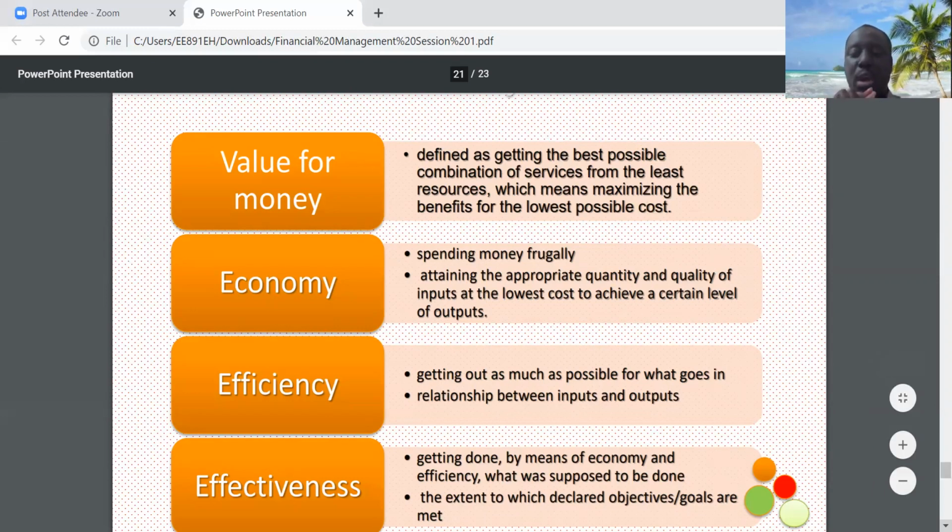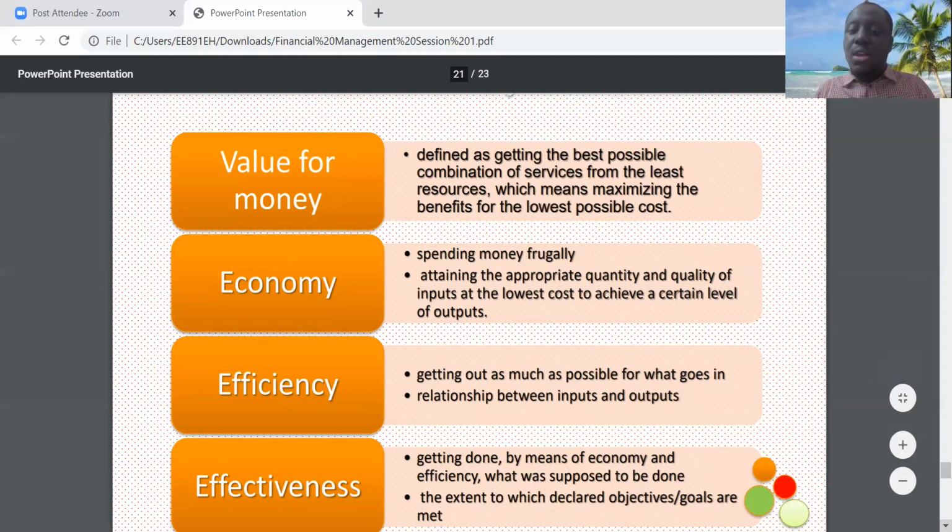So when we talk about economy, we are looking at inputs, that is low cost. When we talk about efficiency, we are looking at the relationship between inputs and outputs. When we talk about effectiveness, we are talking about outputs. So that's an easy way to remember it. Economy, we are looking at inputs, which is low cost. Efficiency, we are looking at the relationship between inputs and outputs.